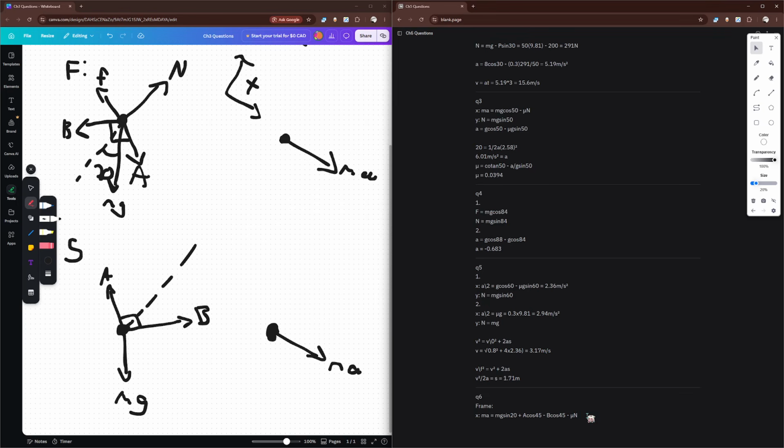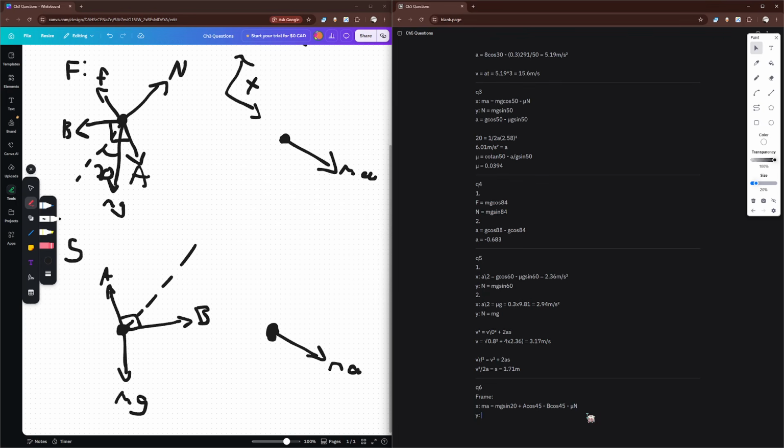Minus mu N. Now, in the y direction, what do we have? Well, there is no y acceleration, so N is equal to mg cosine 20. Hooray for that. This is also incorrect. Oops. The total sum is 0. That is correct, but I actually forgot that tension exists.